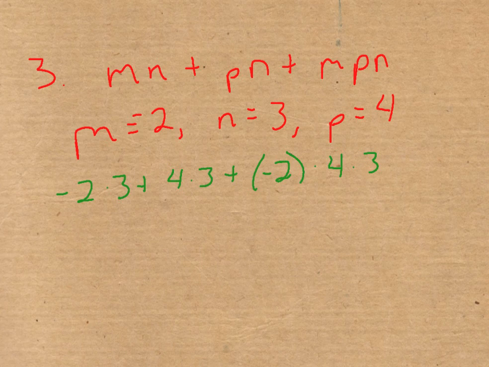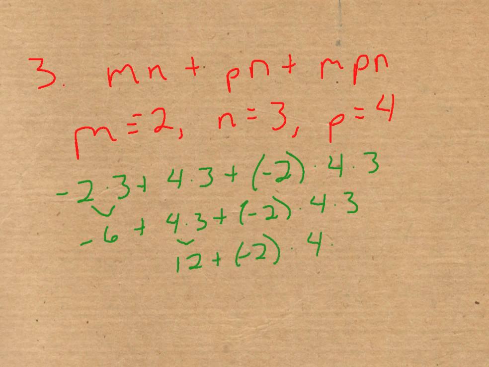Okay, my order of operations, I'm going to do all the multiplication first in this problem. Remember, a negative times a positive, that's going to give me a negative, so negative 6 plus 4 times 3 plus negative 2, this is still plus, times 4 times 3. 4 times 3 is going to give me 12. I'm going to copy everything else down again. Times 4 times 3. Don't forget my plus negative 6 over here.